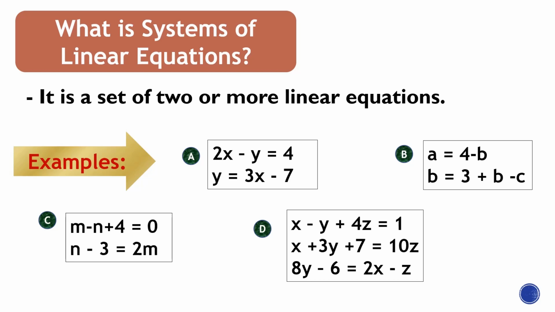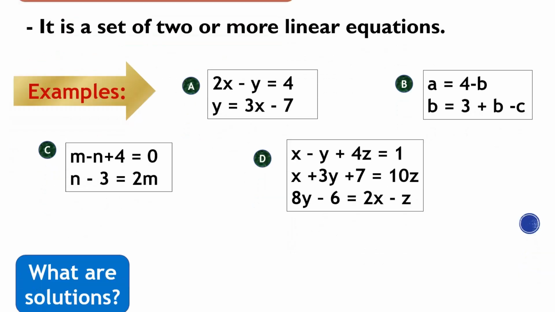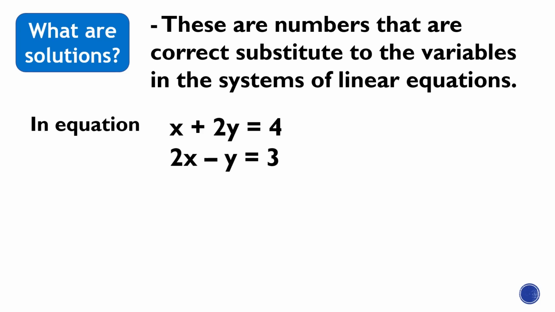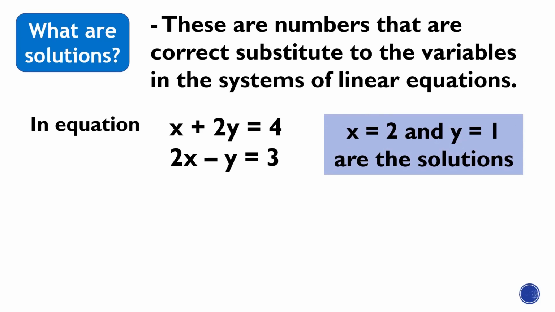Okay. Now, in systems of linear equations, it's very important that we know what we call solutions. Basically, what are solutions in systems of linear equations? These are numbers that are correct substitutes for the variables in the system. And let me give you an example. Here in this system, x plus 2y equals 4 and 2x minus y equals 3. The solutions are x equals 2 and y equals 1.